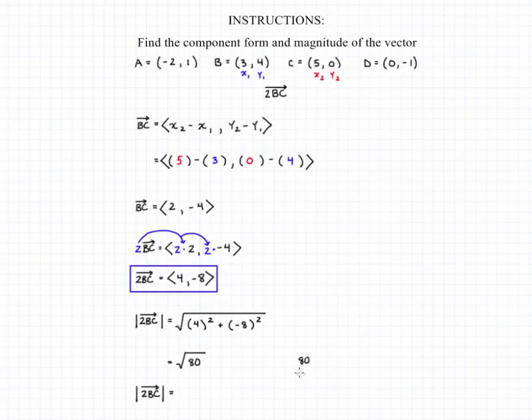So 80 will break down into 4 times 4 times 5, which allows us to pull out a 4 to get our final answer that the magnitude of vector 2BC is 4 times the square root of 5.